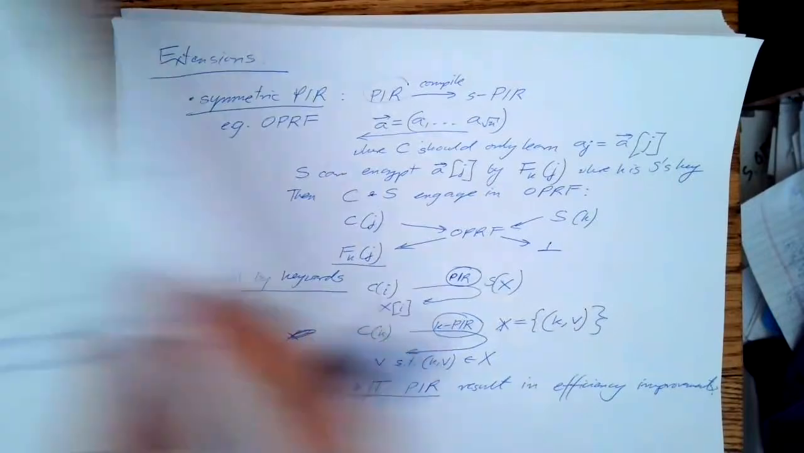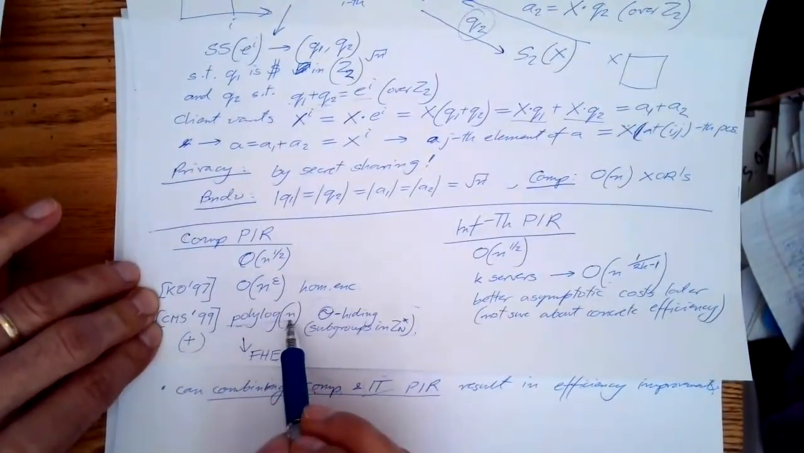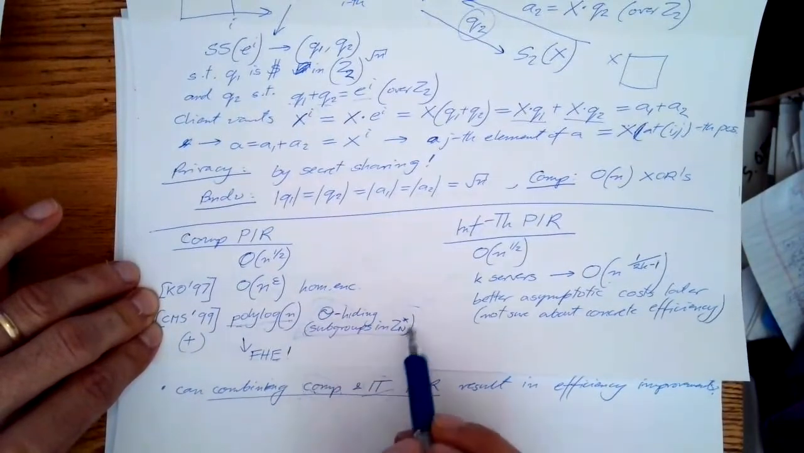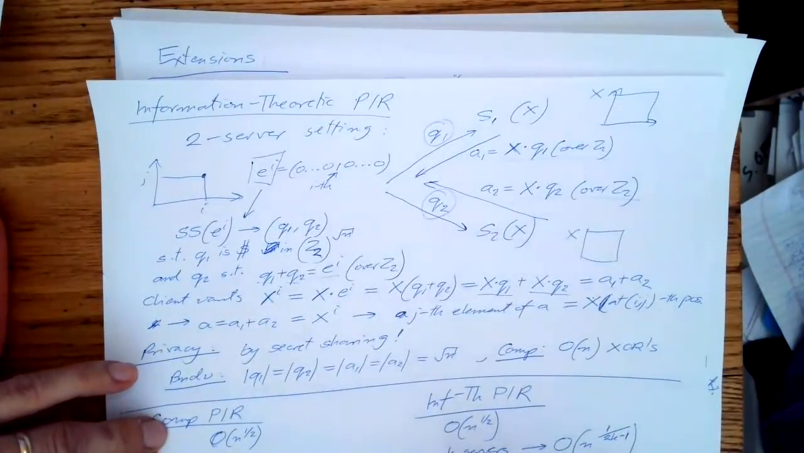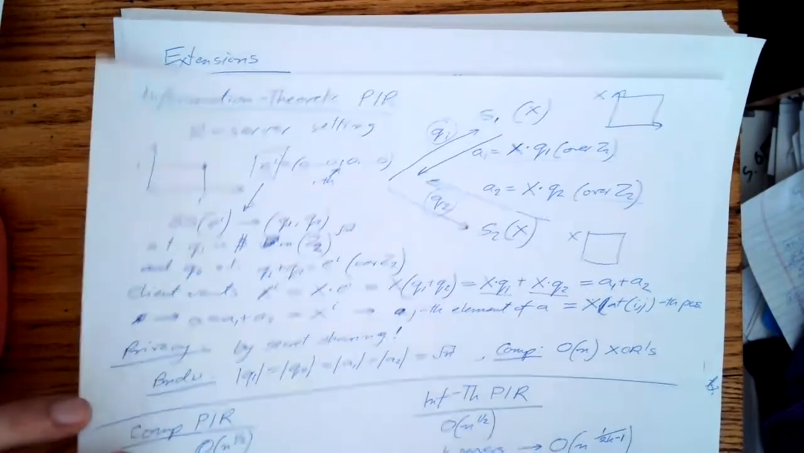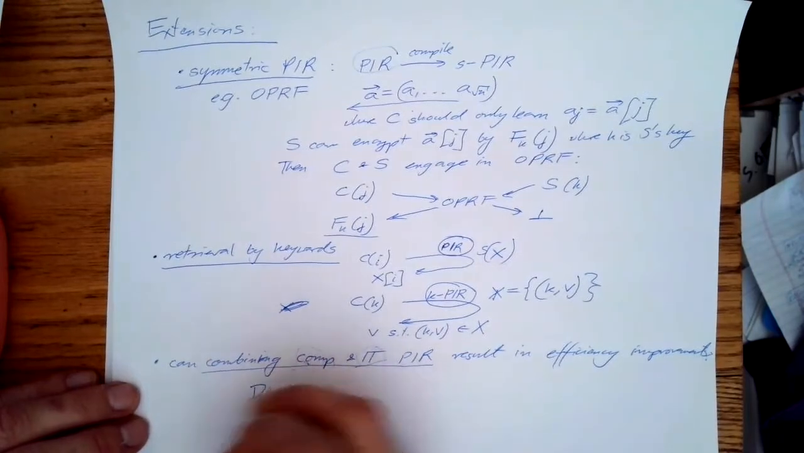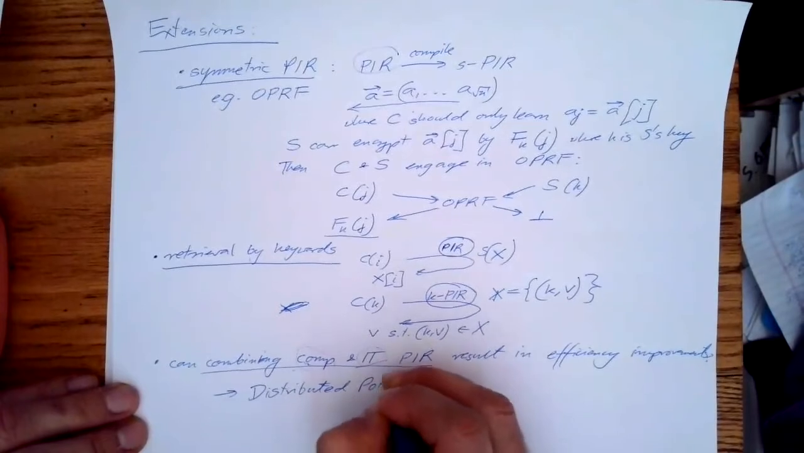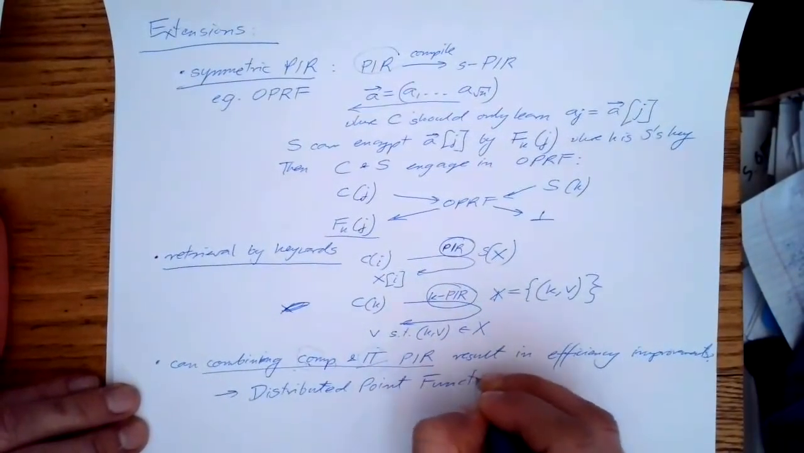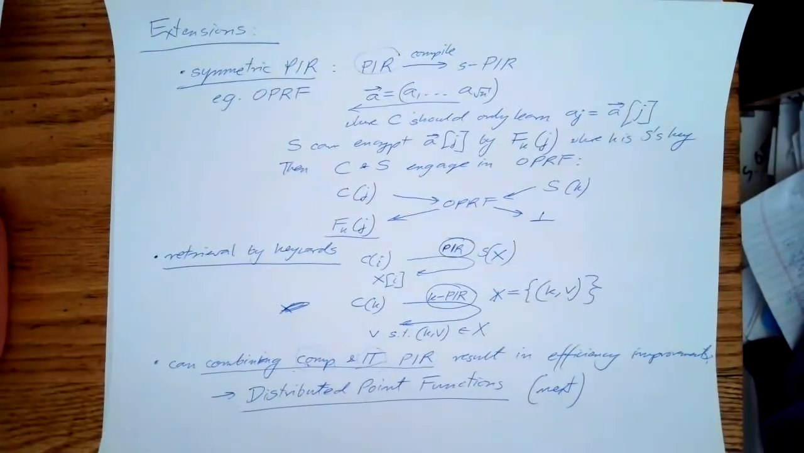So, could you drive down these costs to something like this, but perhaps not use such strenuous assumptions, and the concrete efficiency would be closer to this stuff. Okay, and one result like this comes from distributed point functions, and that's what I wanted to talk about next lecture.